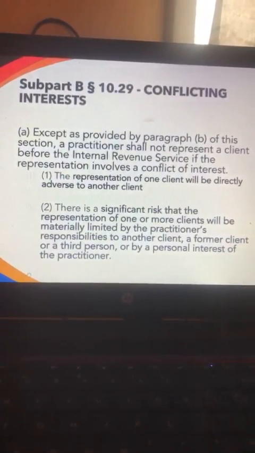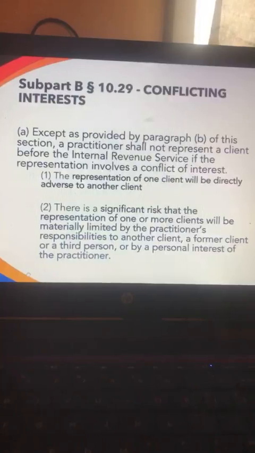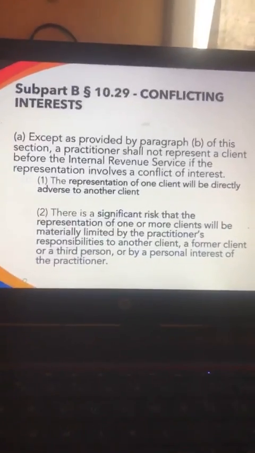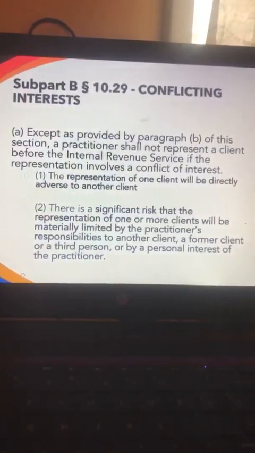Okay, what's a conflict of interest? I studied this in law school. We live by this rule. We try to live by this rule as attorneys. And here's what it is. It's the representation of a client that will be directly adverse to another client.